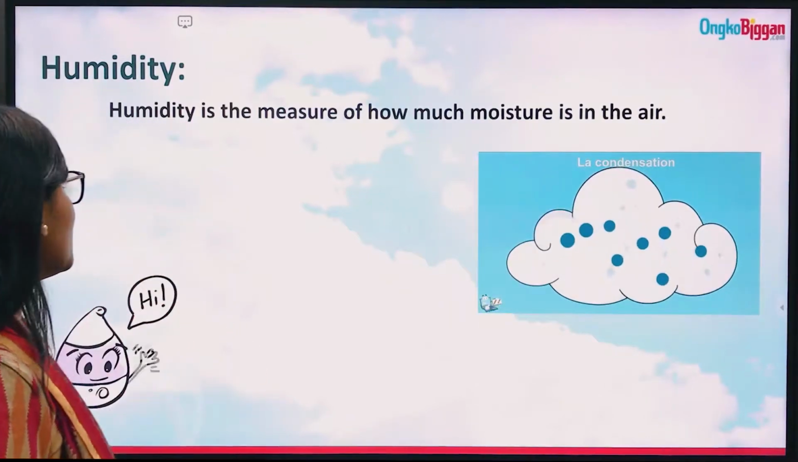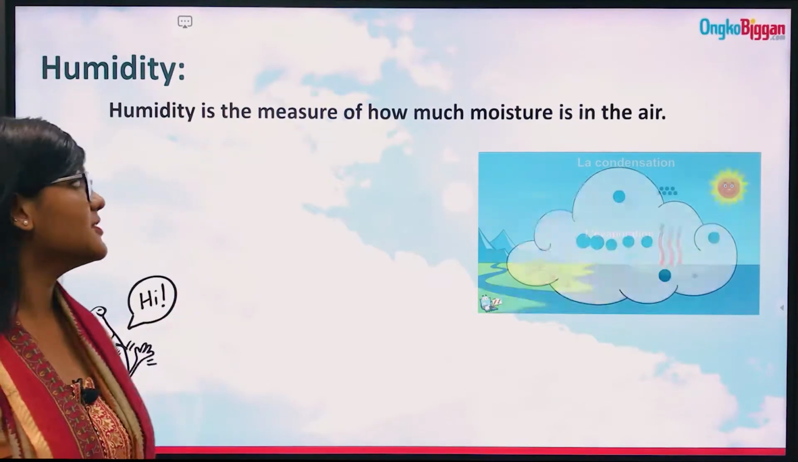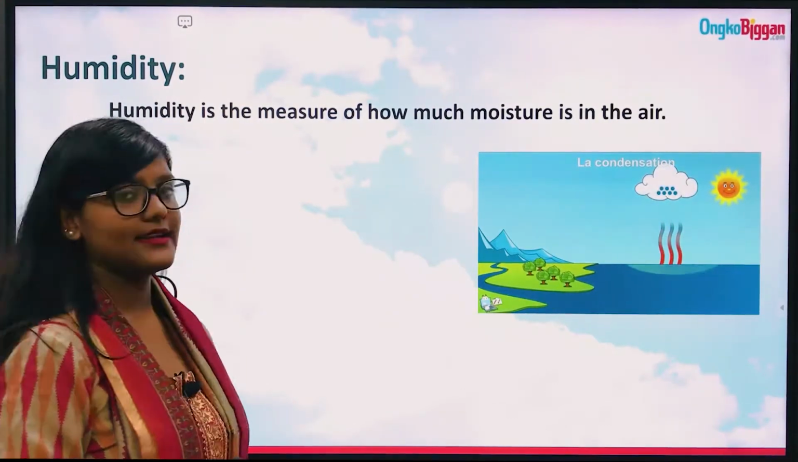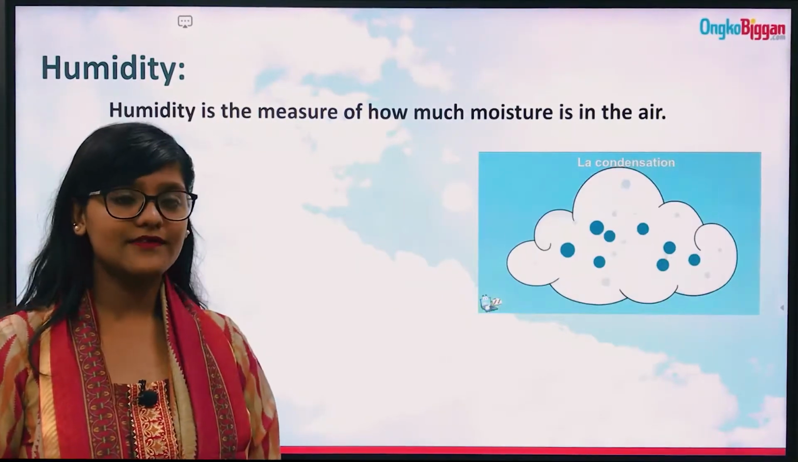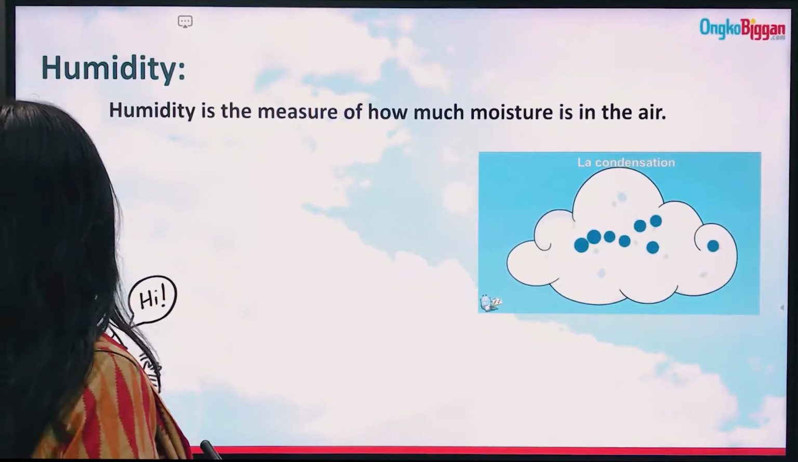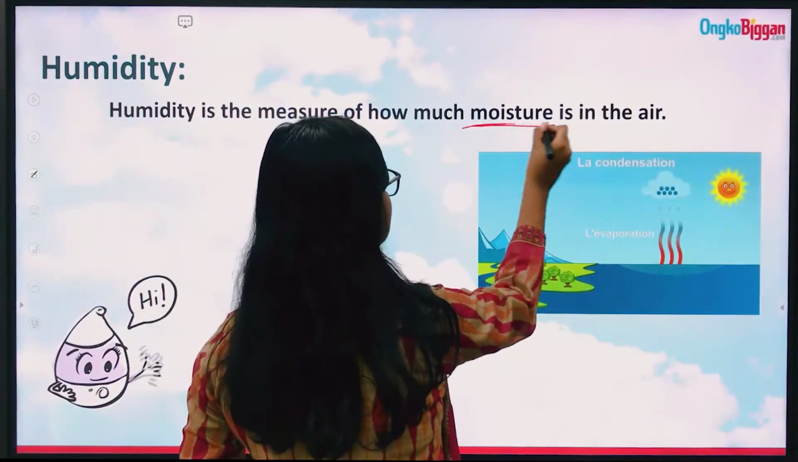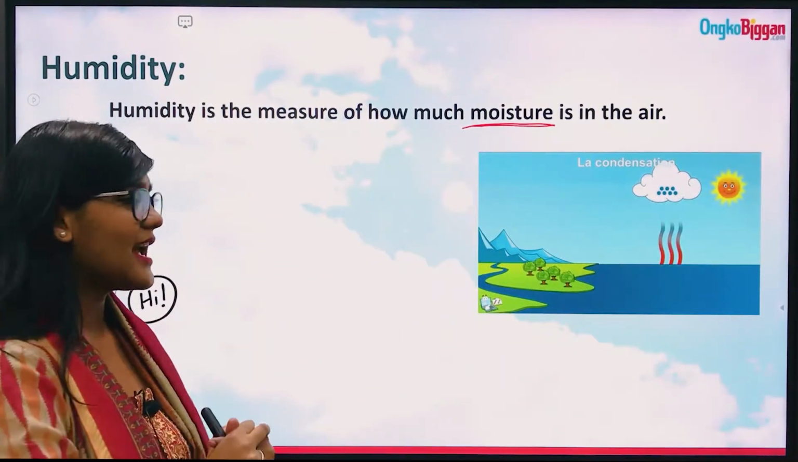Now we will talk about humidity. Humidity is another factor which is responsible for the weather change. So humidity is the measure of how much moisture is in the air. It basically determines the amount of water vapor in the air. So here we have a term, moisture. Basically, it determines tiny water droplets that are present in the atmosphere.